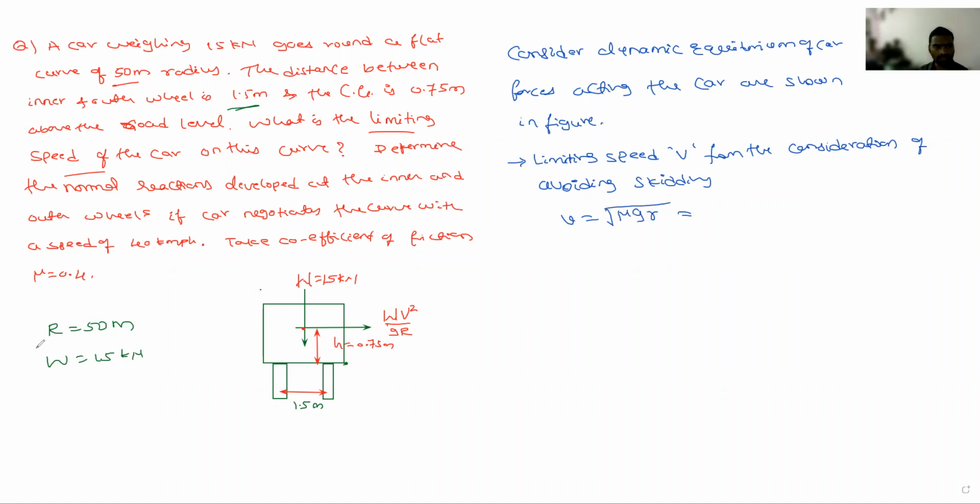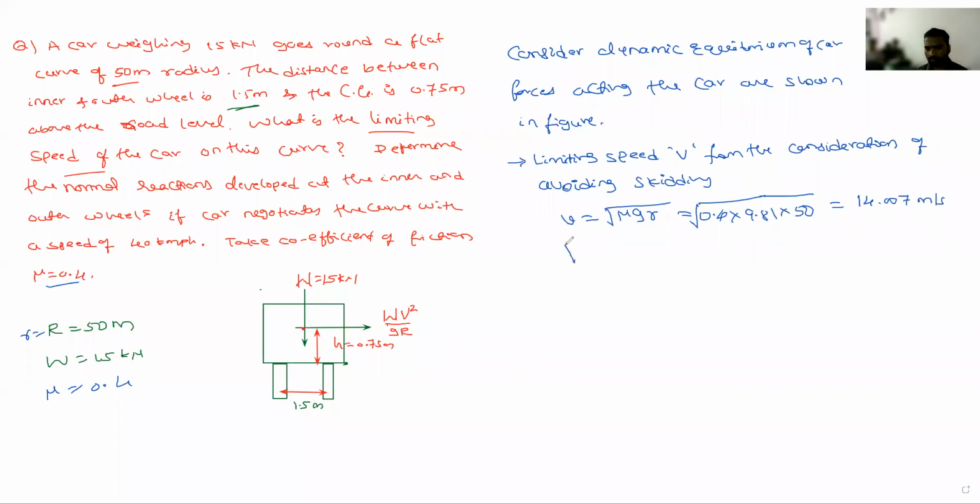So you can take R is equal to small r, capital R, whatever it is. We have only one radius. The coefficient of friction is given in the problem, that is equal to 0.4. So substitute: V is equal to under root of 0.4 into G is equal to 9.81 into R is equal to 50 meter. 14 meter per second. I am getting 14.007 meter per second.